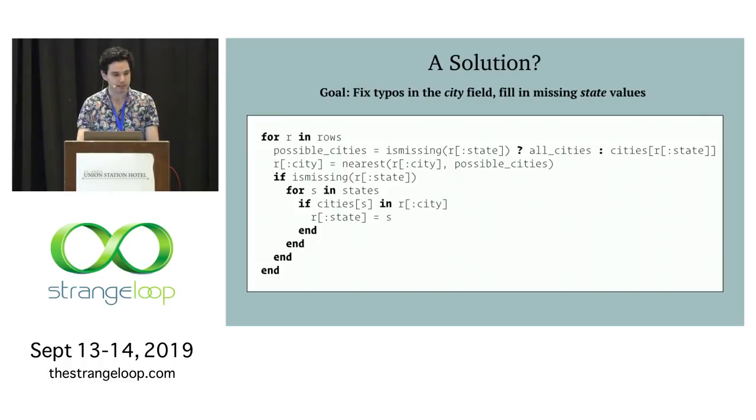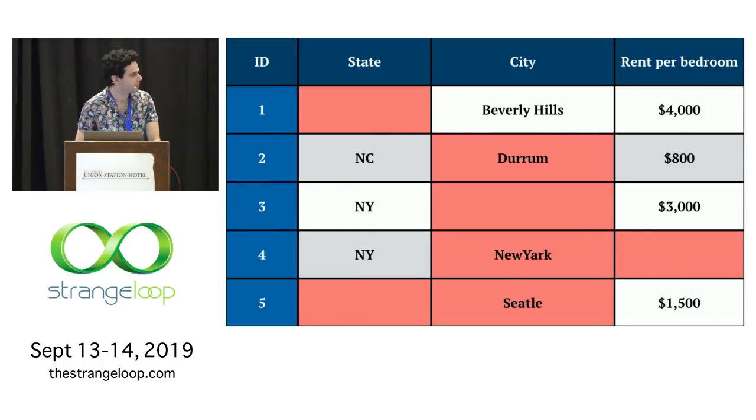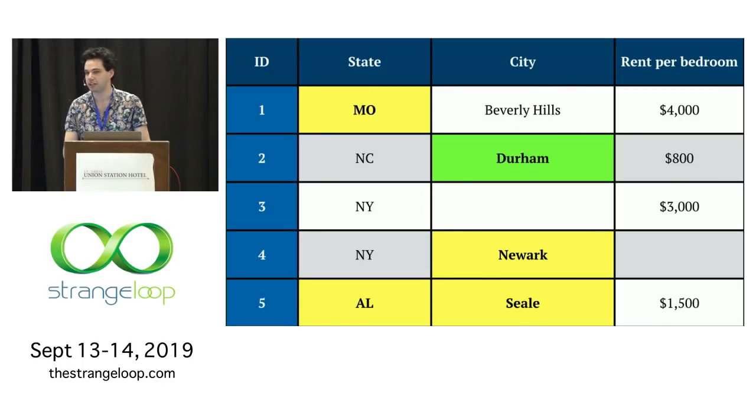Let's see what happens if we apply this script to our data set. So this was our messy data set. And when we apply the script, we get something a little bit unexpected. It's put Beverly Hills in Missouri, right here in Missouri. It got Durham right. Go Durham. It changed New York, New York to Newark, New York. If you've heard of Newark, you might think it's in New Jersey. And it changed Seattle to Seal. Instead of giving us Seattle, Washington, it gave us Seal, Alabama.